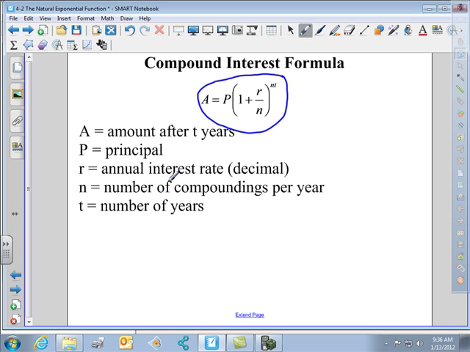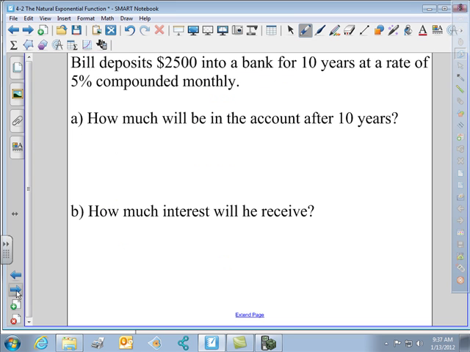R, again as a decimal, is your interest rate. N is the number of compoundings per year. For example, if that amount is compounded monthly, then N would represent 12. If it was compounded semi-annually, then it would have been twice per year. If it was monthly, it was 12, semi-annually 2. If it's quarterly, a lot of times you would see quarterly, that would be 4 times per year, and so on. And obviously T represents the number of years.